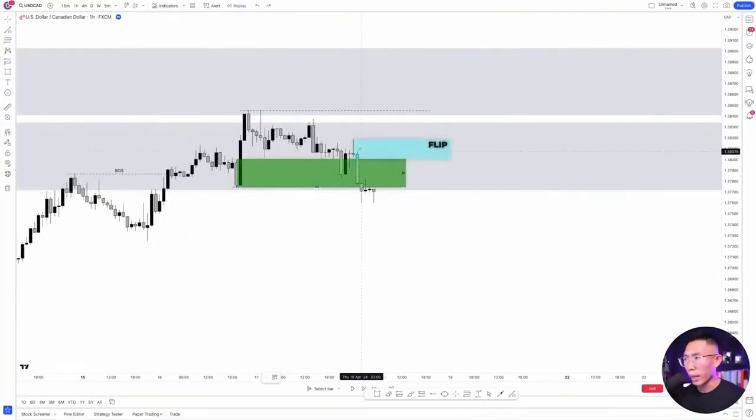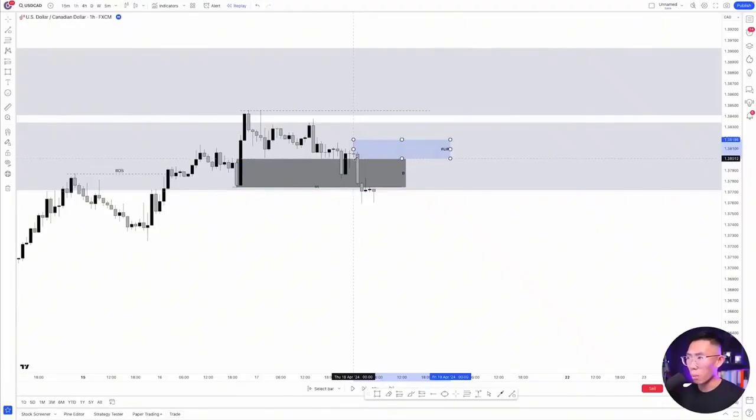So this is where supply stepped into the market after it created a failed reaction from this demand zone. So this is your supply zone, and this is also known as your flip zone, because once again, this is where demand has flipped to supply and created that failed reaction.